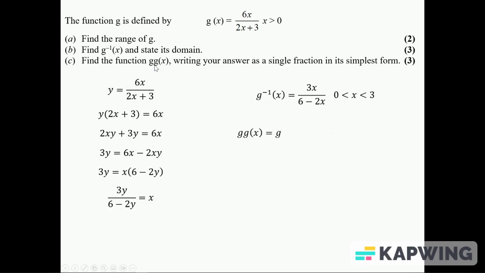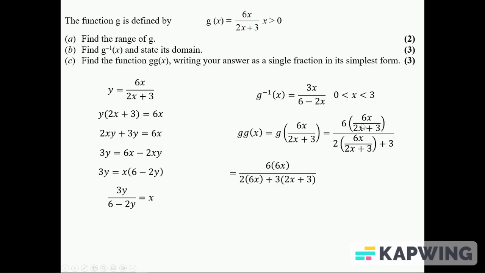The composite function gg, well, it's g of g of x, which is g of 6x over 2x plus 3. So I'll put 6x over 2x plus 3 where x is in here. So it's 6 lots of g of x over 2 lots of g of x plus 3. Got to simplify it though. So I'll multiply the top and bottom by 2x plus 3, the bottom line of the fraction. So this will just become 6 lots of 6x. This will become 2 lots of 6x. And this term will be 3 lots of 2x plus 3.